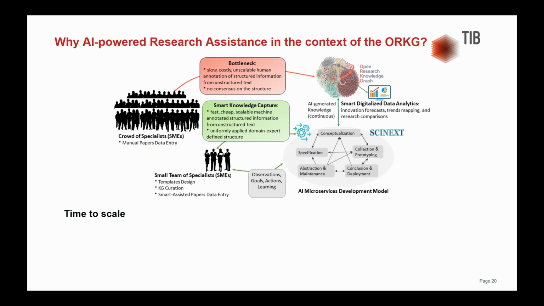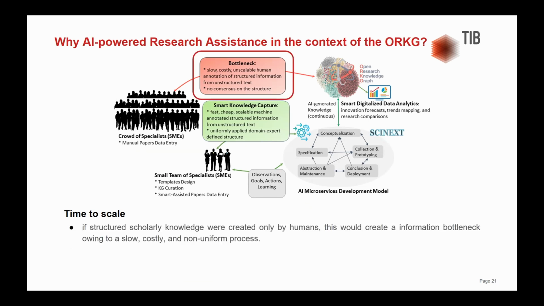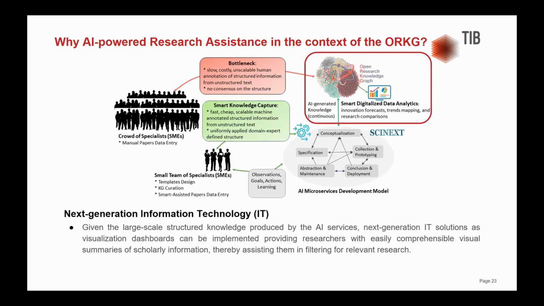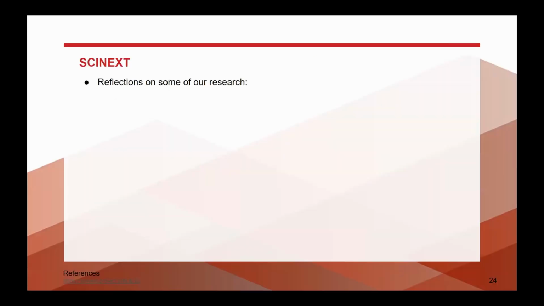So a bit of a motivation for why we need AI services, of course, time to scale. With AI, we can basically scale the knowledge graph much faster than if it was just done by domain experts. Secondly, given this large-scale structured information, it allows us to leverage next-generation information technology solutions such as dashboards to allow researchers smart filtering options over scholarly articles. So that's another motivation of this project.